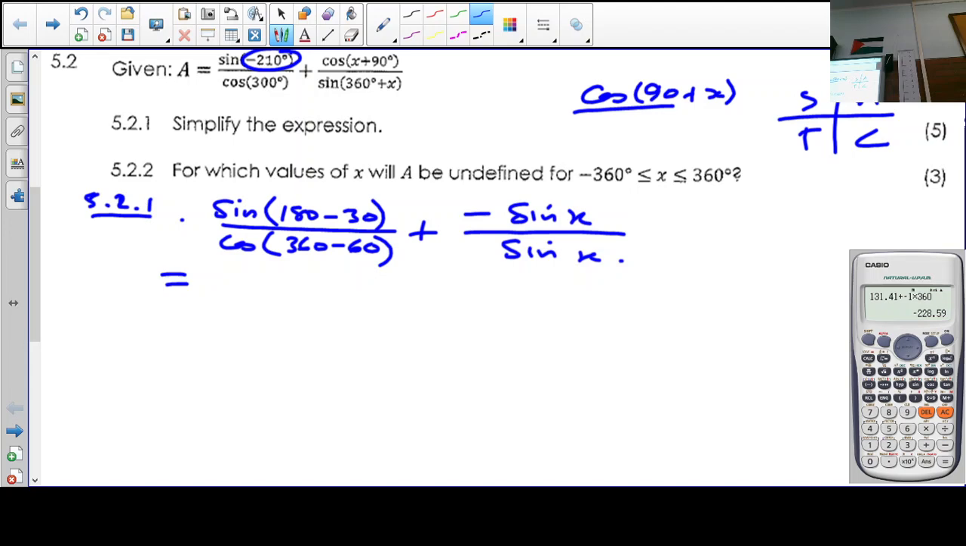Okay. So 180 minus, you take it to the second quadrant, sine is positive, so it's sine of 30 over 360 minus, fourth quadrant, cos is positive, cos of 60. The sines of course cancel, leaves you with negative 1. So if you knew that cos of 60 is the same as sine of 30, then you could have cancelled this out, give you 1 minus 1, which is 0.